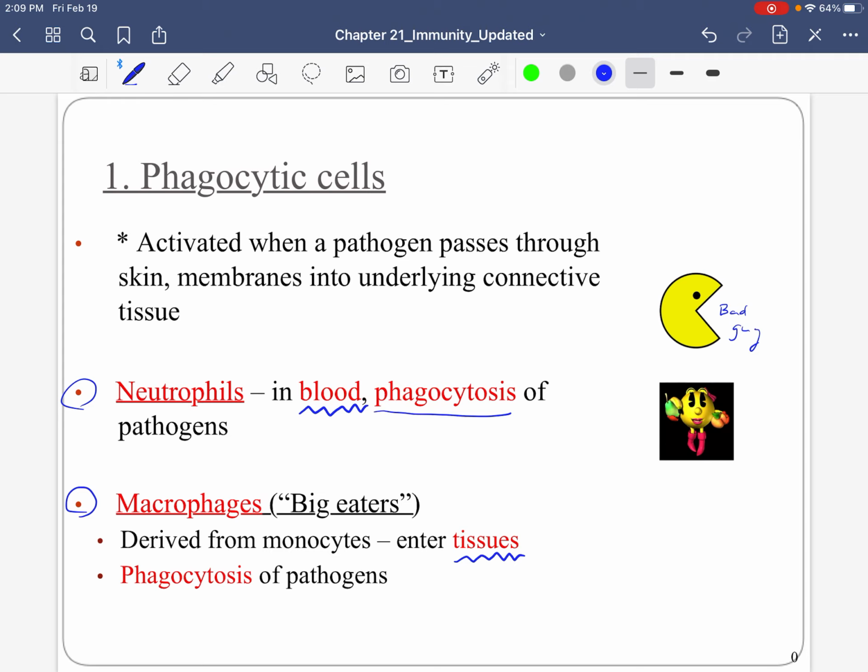So as part of our second line of defense, we have these generalized white blood cells. It's like a generic white blood cell response. Neutrophils and macrophages. And what do they do? If and when they come up against a bad guy, they gobble it up through phagocytosis.